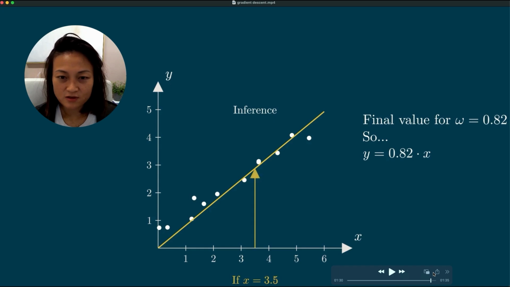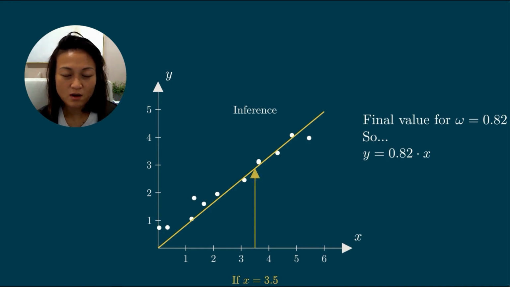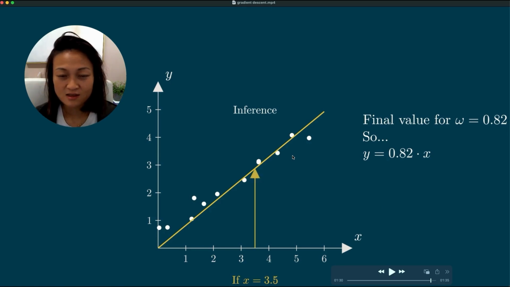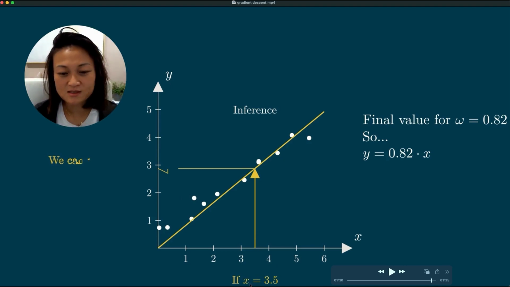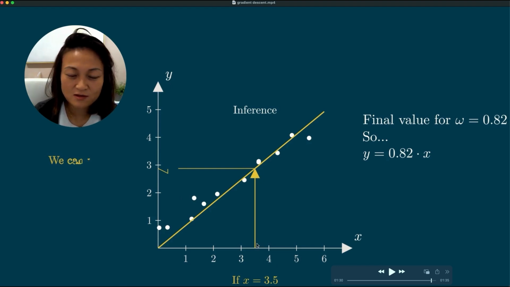Inference is a fancy word for a very simple thing, which is you fit your model to your data, you've reached convergence with your gradient descent, and you finally set your equation to be 0.82x. And inference is just the process of using it. So if someone came up to you and said x equals 3.5, inference means you just take 3.5, stick it in the model, and do a prediction. We can predict y should be 2.88.